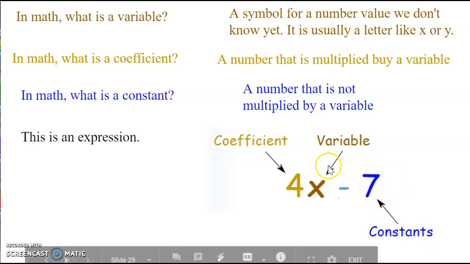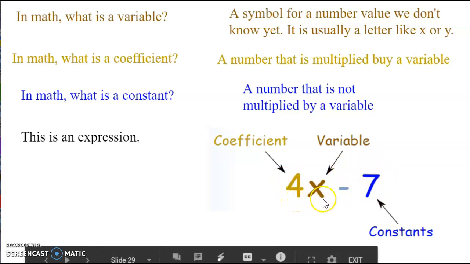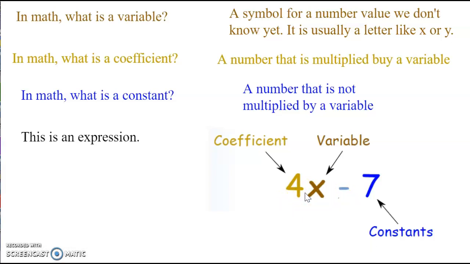Okay, so far we have an expression. 4x minus 7 is an expression. 4x is one of the terms. Another term is negative 7 here. You can have as many terms as you want in an expression or as few as one. I suppose you need to have at least one term to be an expression.